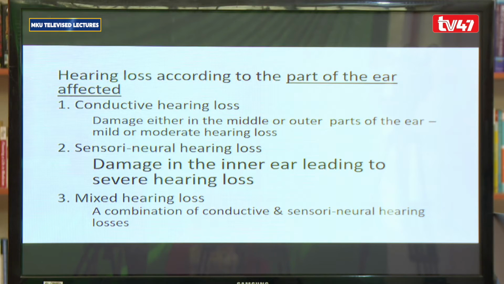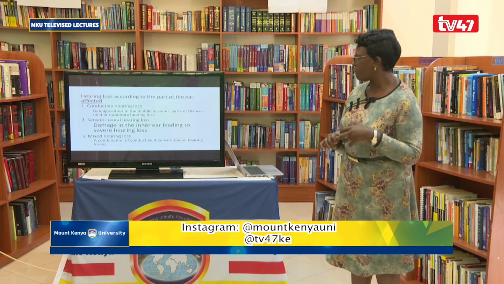Then we have sensory neural hearing loss. Here we're talking about damage in the inner ear, leading to severe hearing loss. When you talk about inner ear, we are talking about the connection between the ear and the brain. The auditory nerve is not able to connect with the brain. And therefore this becomes severe because it's not able to translate whatever the ear picks from the environment. It is serious damage and it can lead to severe hearing loss.